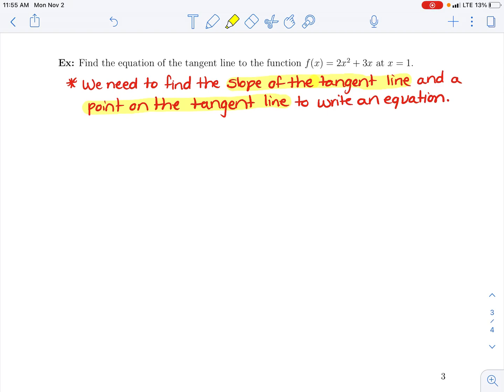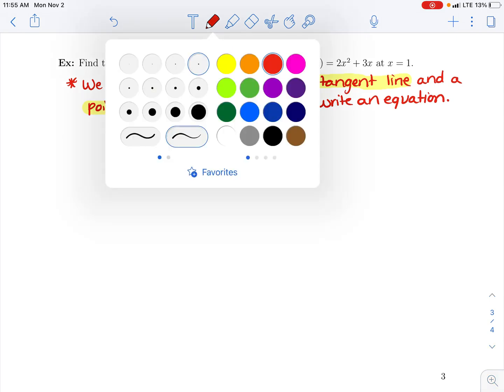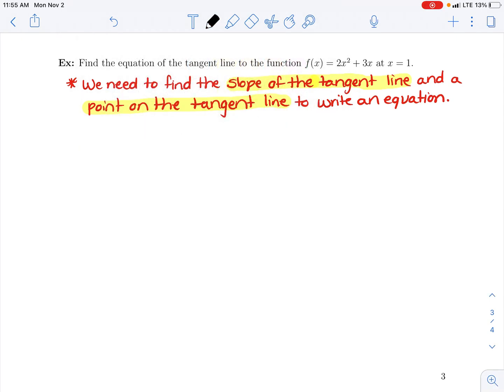Right, because what I'm ultimately going to use is point-slope form. I'll recall that in a minute. But that's what you need to do to find the equation of a line. Okay, so now I'm just going to find a point on the tangent line, because that's the easiest part to do before I even start trying to do slope here.